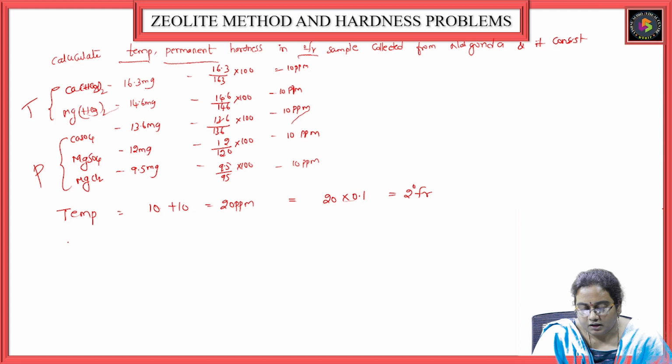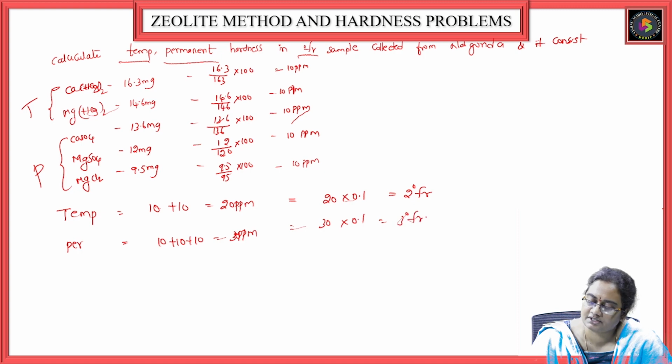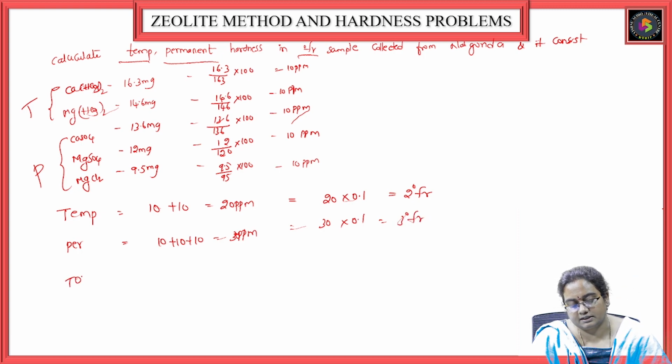Next one, permanent hardness. How will we get your permanent hardness? 10 plus 10 plus 10. It is your 30 ppm. Now 30 into 0.1, that is 3 degree French. Then what is the total hardness? Total is equal to 2 plus 3, that is 5 degree French.